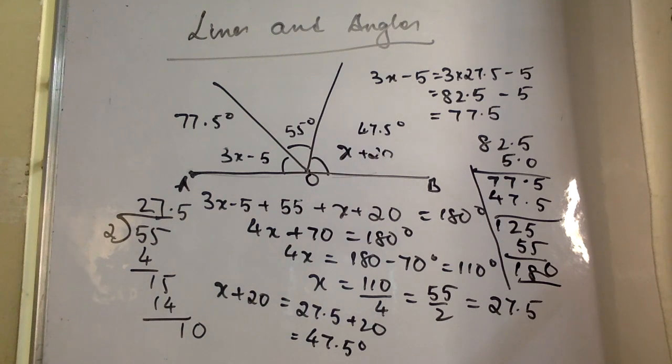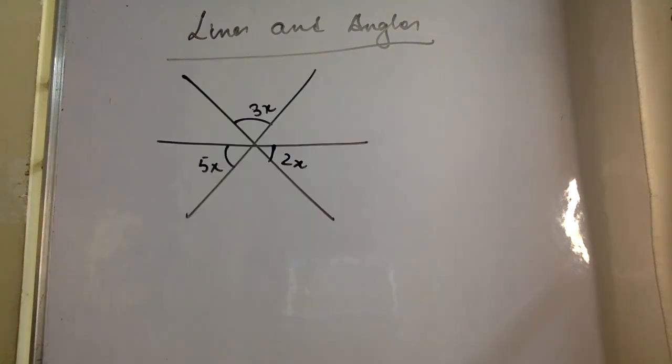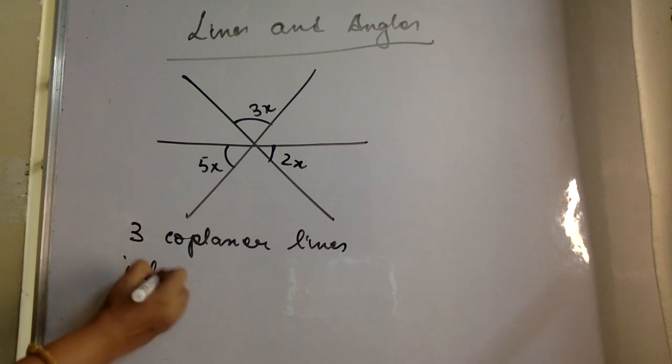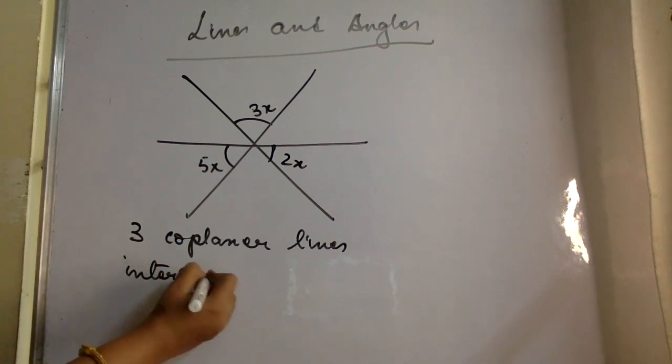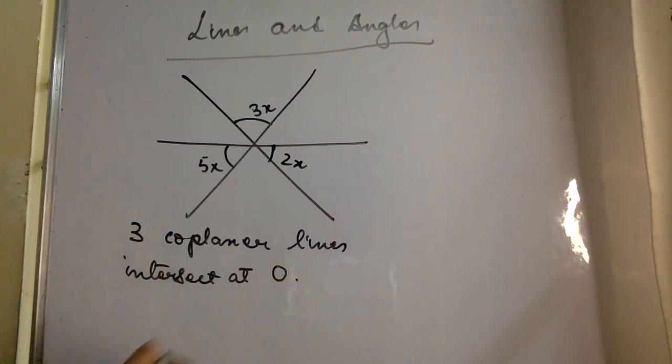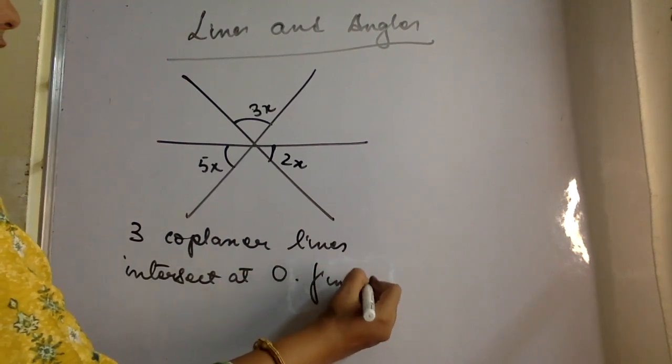Let's take up another question. This question is based on the diagram, which will say what it is. They have told us three coplanar lines intersect at O, find x. This is the question, find x.